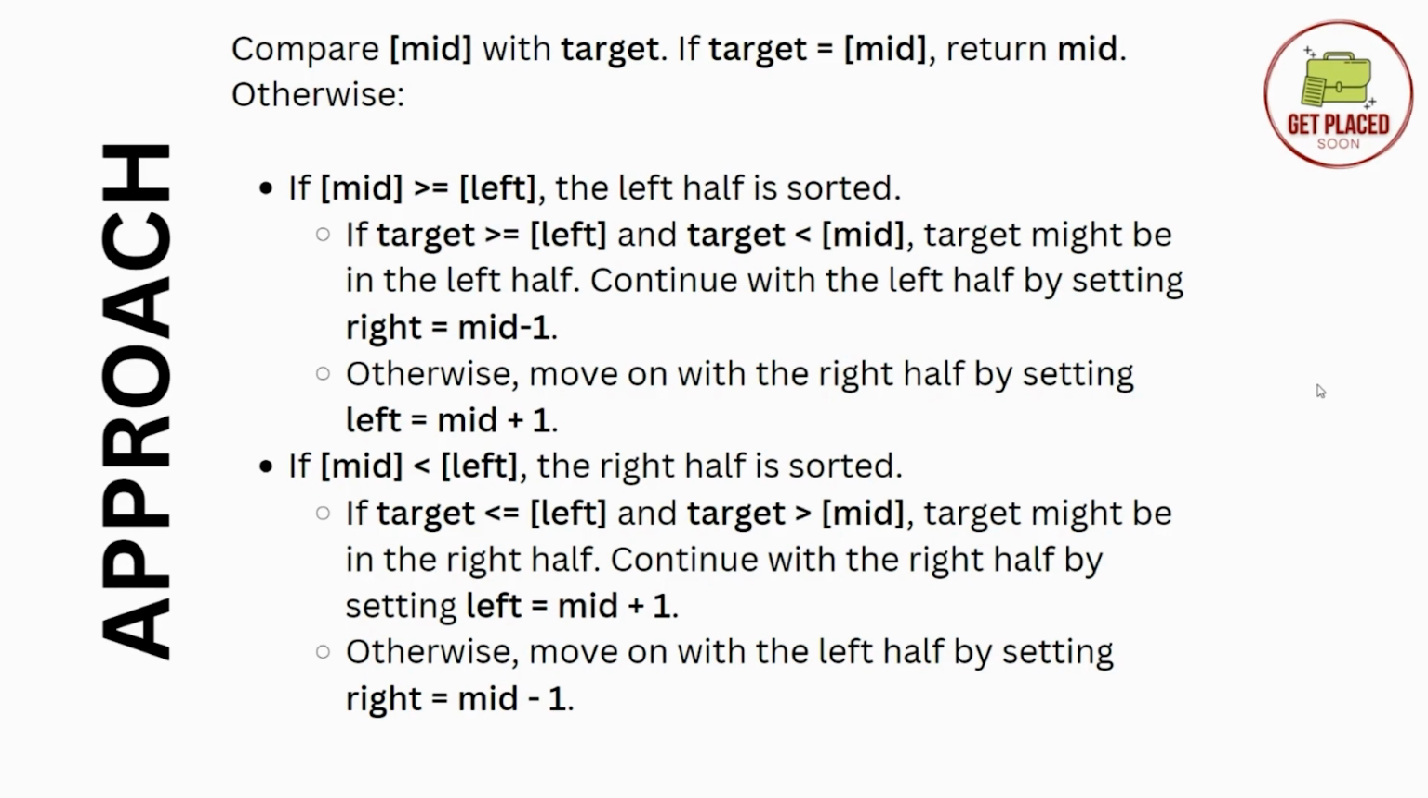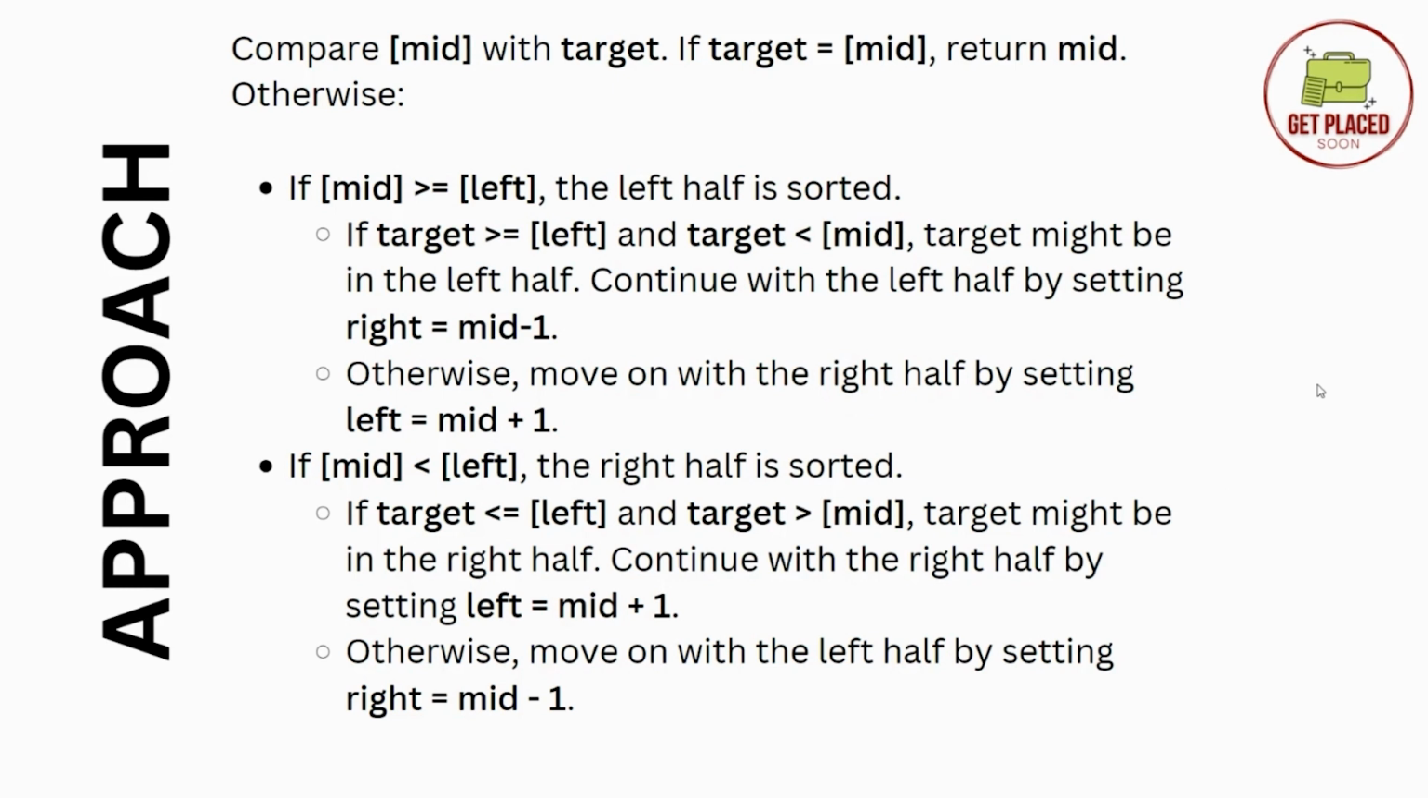If target is equal to mid, well and good, we'll return the mid. If mid is greater than or equal to left, then the left half is sorted. If mid is less than left, then the right half is sorted. If the left half is sorted, then we compare: target is greater than or equal to left and target is less than mid. Then no right half.